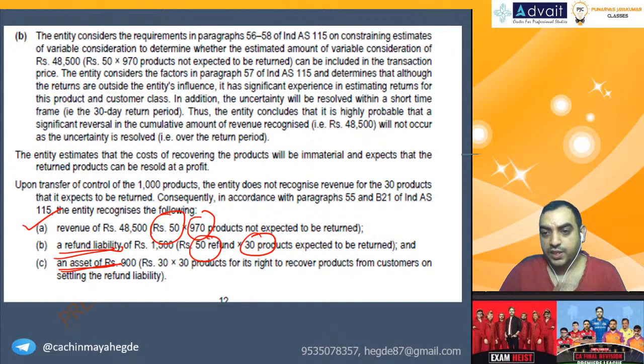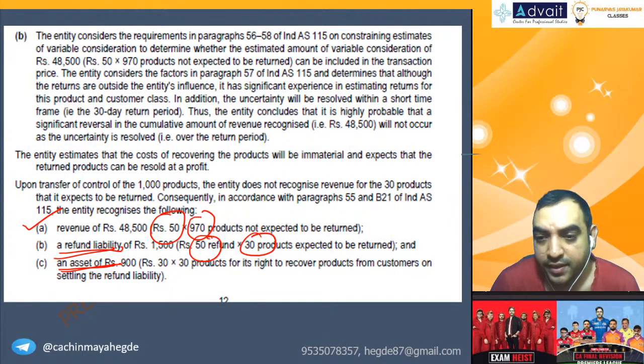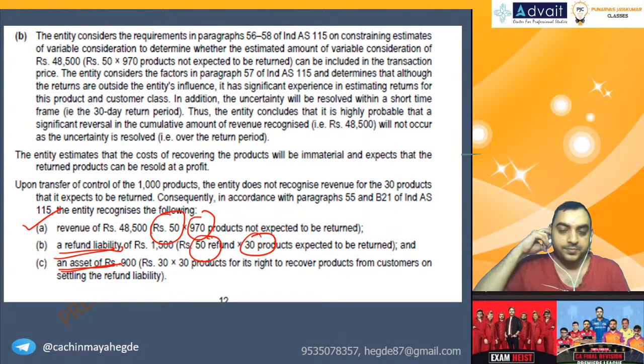Okay, very nice. You're getting concept clarity, very good. 48,500, 1,500, 900, perfect. That's it. In fact, you don't require Ind AS 115. You know the concepts, basics of sales.